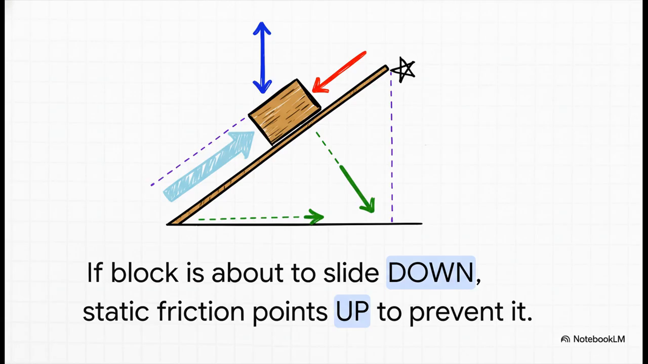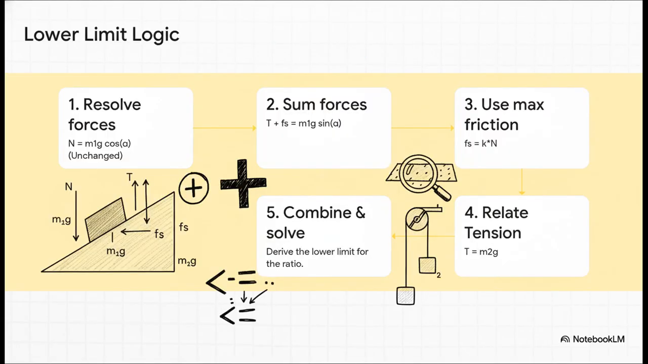This is the key. The process here is almost identical, but with one tiny, crucial change. The normal force calculation? Exactly the same as before. But look at step 2, the forces parallel to the ramp. Now we have two forces pointing up, the tension and the static friction. They're working together to fight against that downward pull from gravity. So our equation becomes T plus Fs equals m1g sine of alpha.